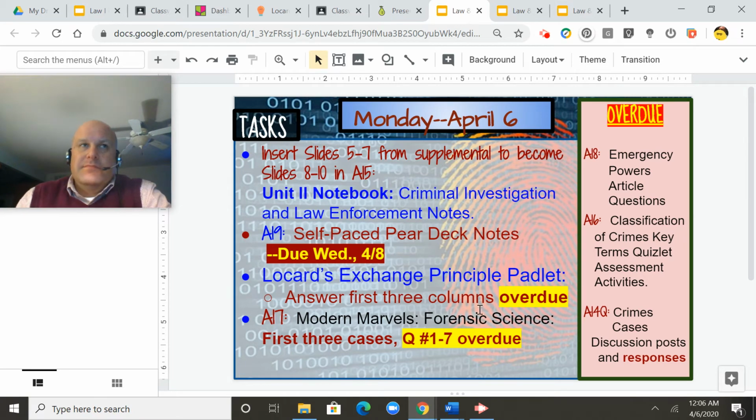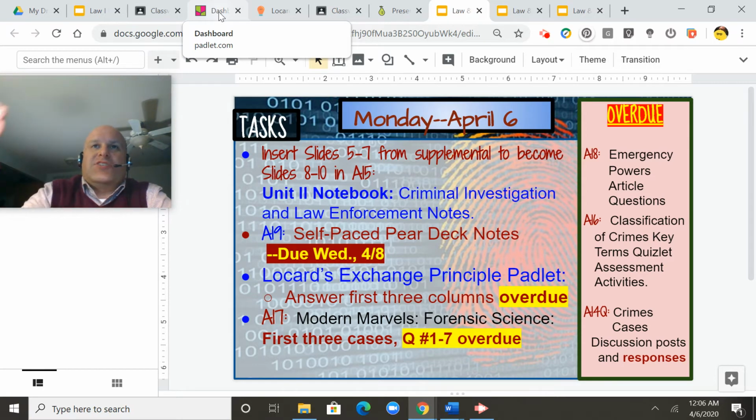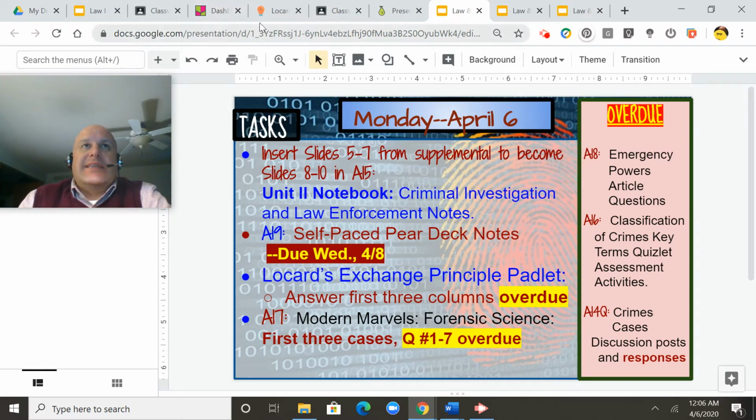The Padlet that we had left off with before break, where you were looking at the first 3 columns, because we're going to start talking about the exchange principle and the ideas of the exchange principle. That's what the notes focus on.